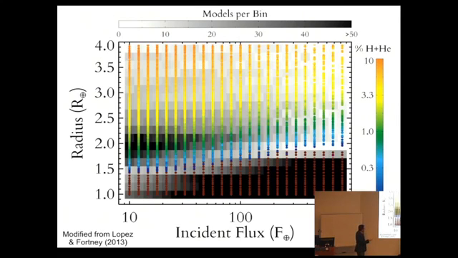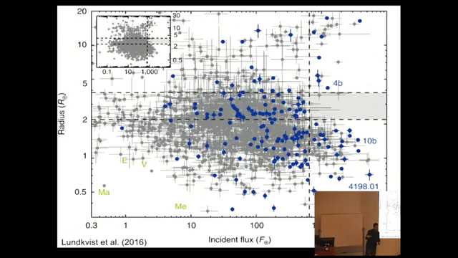Interestingly, you'll note in between here you have a bit of a gap. This is the so-called evaporation valley, which ask me about later. I think it's very interesting. But I'm running out of time, so I want to jump straight into the ultra-short period planets, because I think these are incredibly useful.